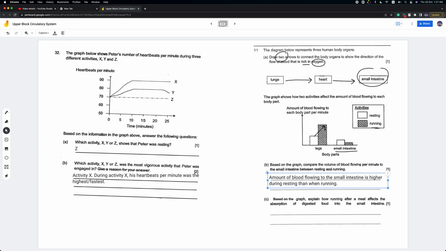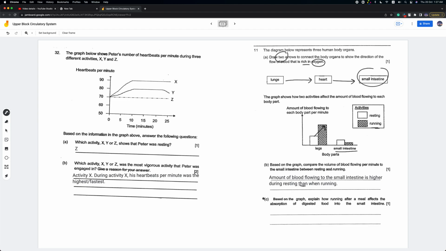Now, sometimes students stop here. What do they say? Amount of blood flowing to the small intestine is higher during resting, and then they don't have this next part here. They don't have that part. Now, I've seen students get penalized when they did not have this word "then". So it's safer to say "then" something. Whatever type of question, if you have to compare whatever topic, it's safer to have the word "then" when you are comparing.